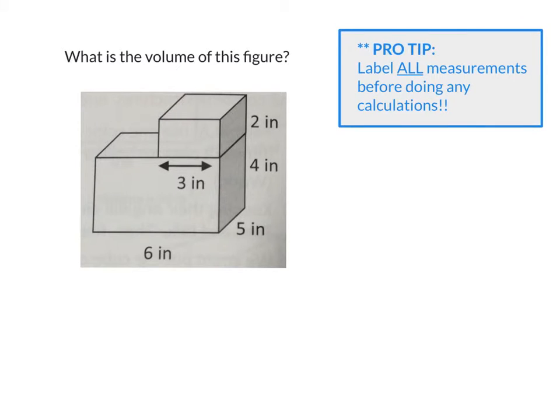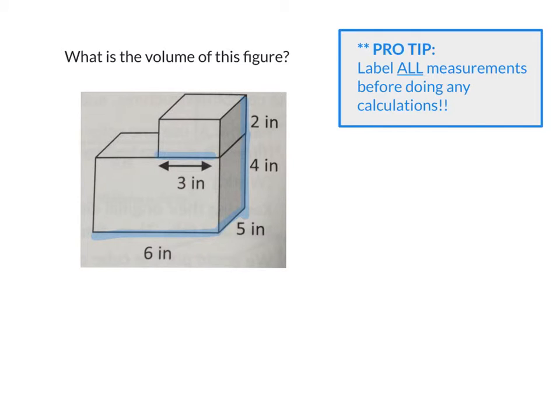To find the volume of this figure, we'll need to find the volume of this top rectangular prism, and then find the volume of the bottom rectangular prism, and then add it together. However, I want to give you a pro tip. You'll notice that we have some measurements already labeled. We know from here to here is 2 inches, from here to here is 4 inches, from here to here is 5 inches, from here to here is 6 inches, from here to here is 3 inches.